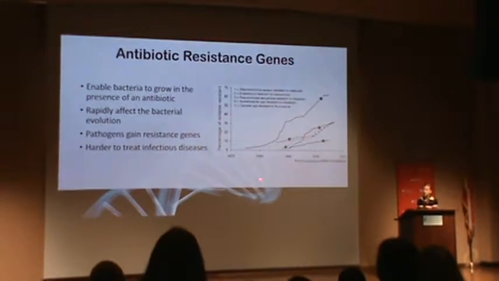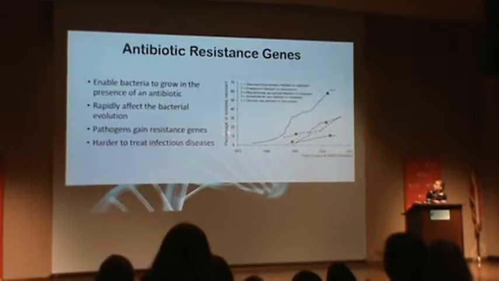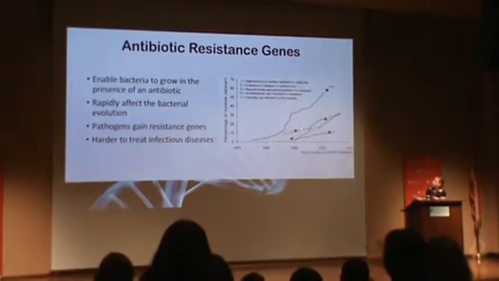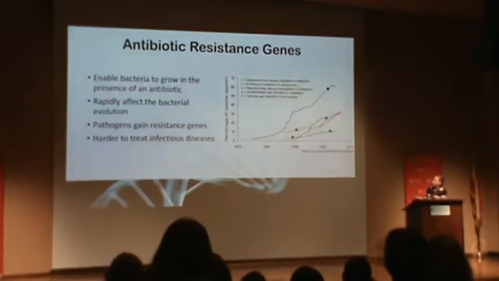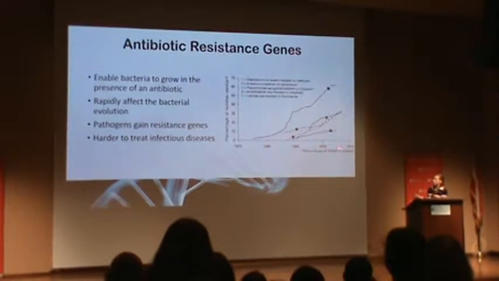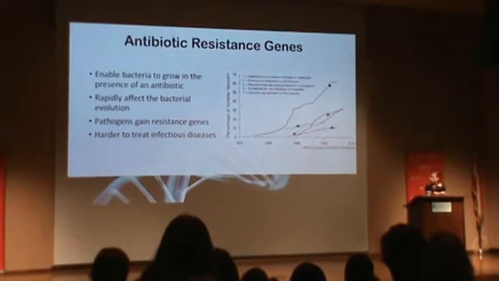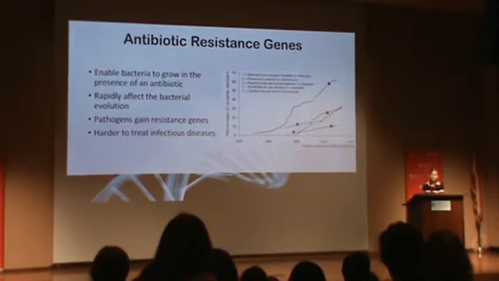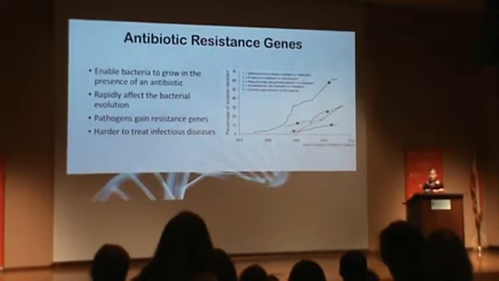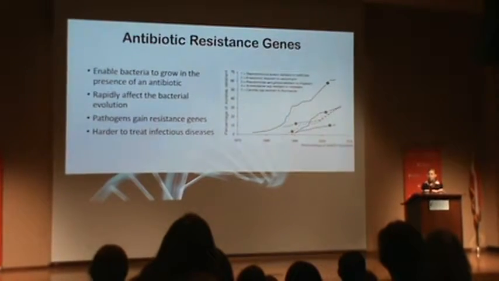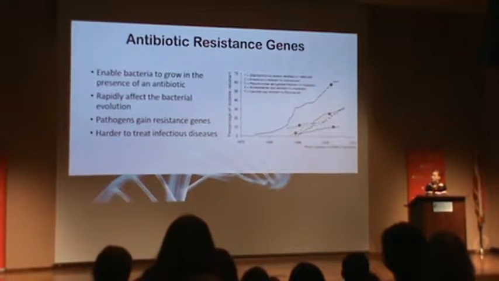So as you can see from this graph, the percentage of isolates is increasing over time. Now, although this chart isn't really up to date, you can still see that the increase is going to keep rising. So the antibiotic resistance genes are making it harder to treat infectious diseases, which is causing a lot of problems in the health field, as I mentioned earlier.